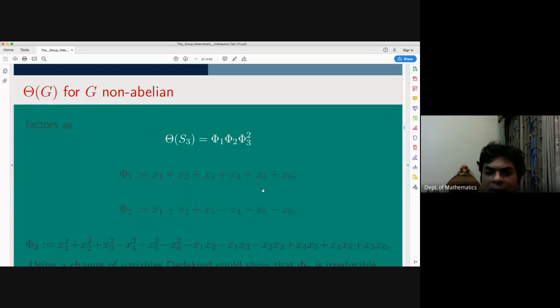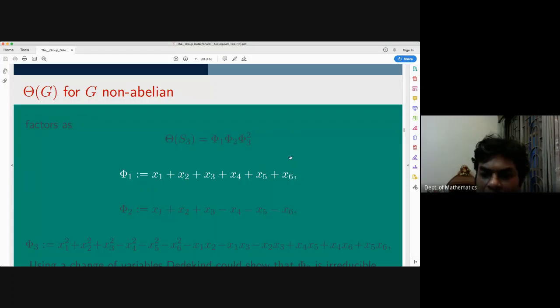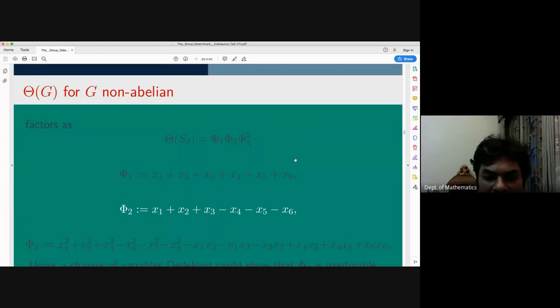We are considering factorization over the complex numbers, which means that the irreducible factors come from the polynomial ring in 6 variables over the complex field. So he found that theta of S3 has 3 irreducible factors. What are these three irreducible factors? They are phi1, phi2, and phi3. Phi1 is the sum of all these variables, and phi2 is x1 plus x2 plus x3 minus x4, x5, x6.